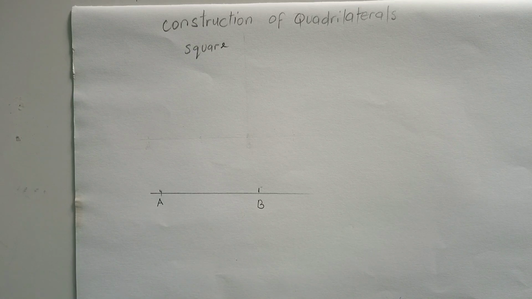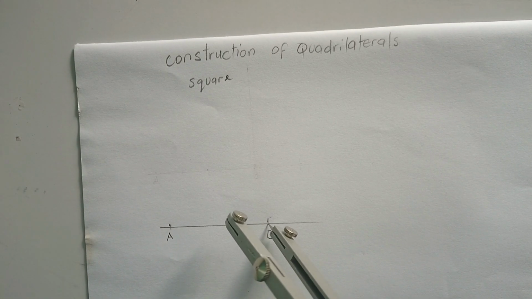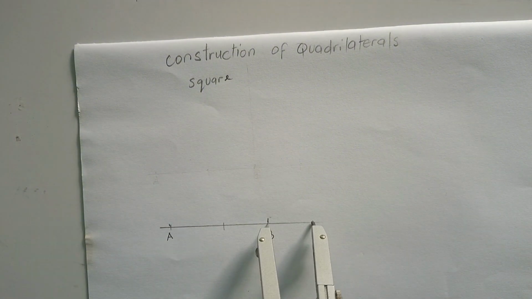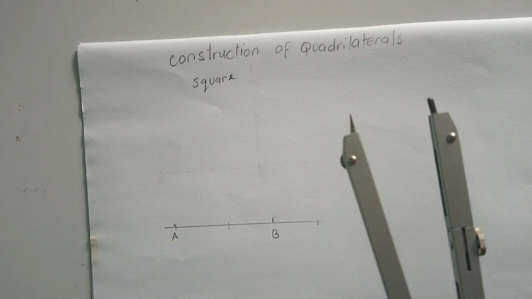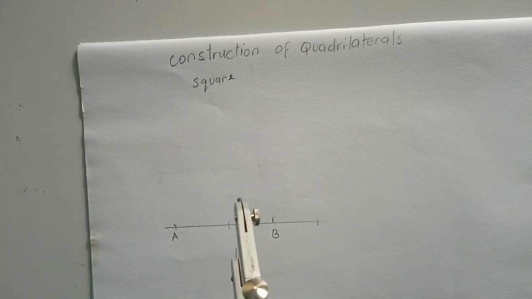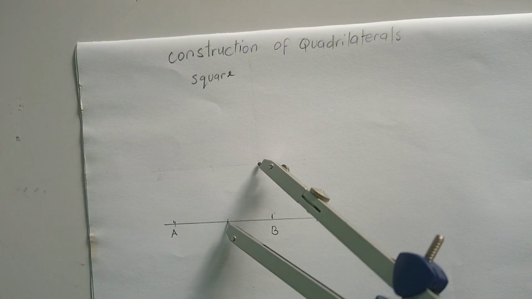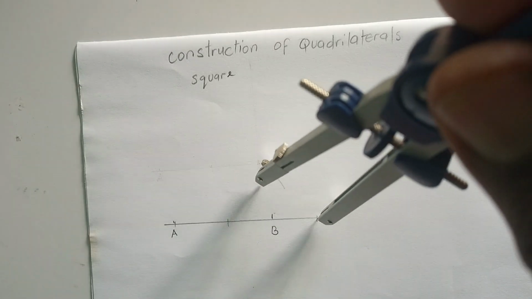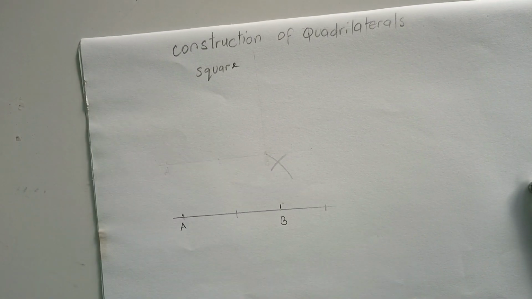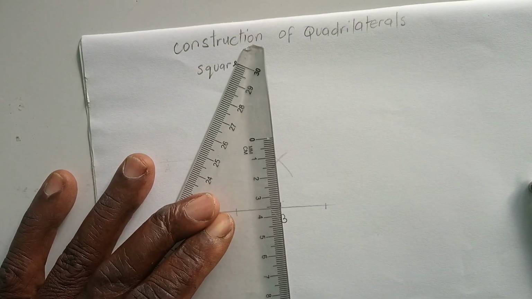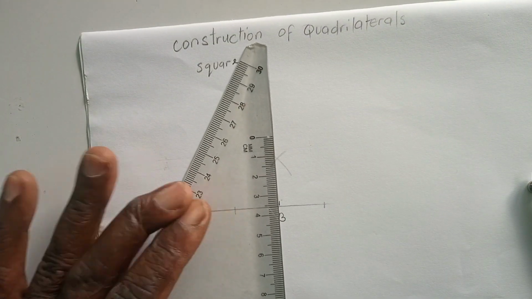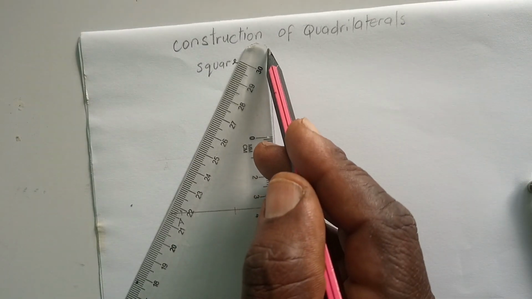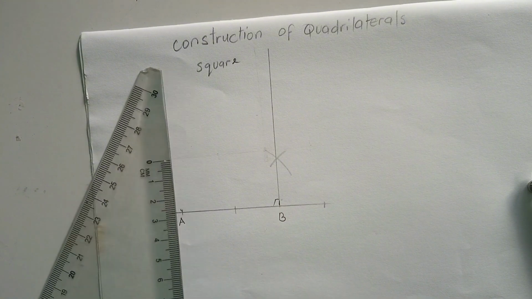We construct a perpendicular line at point B. Stand at point B, strike an arc there, strike another arc there. We adjust our pair of compass a little bit. We stand at this point, we strike an arc, stand at this other point, we strike another arc, and then we join the 2 points. Join the 2 points accurately like that, and then we draw a perpendicular line. So this angle is 90 degrees.